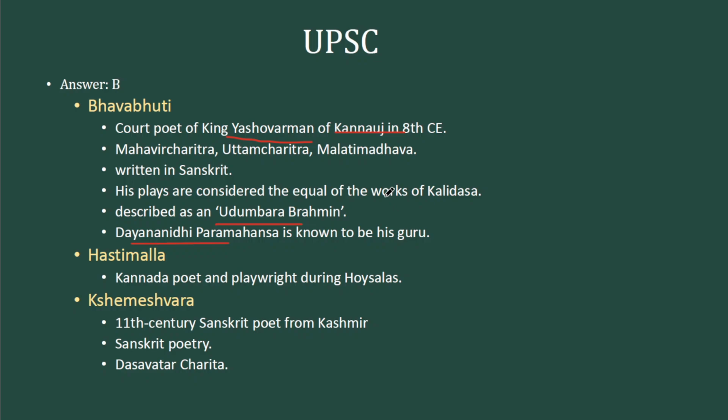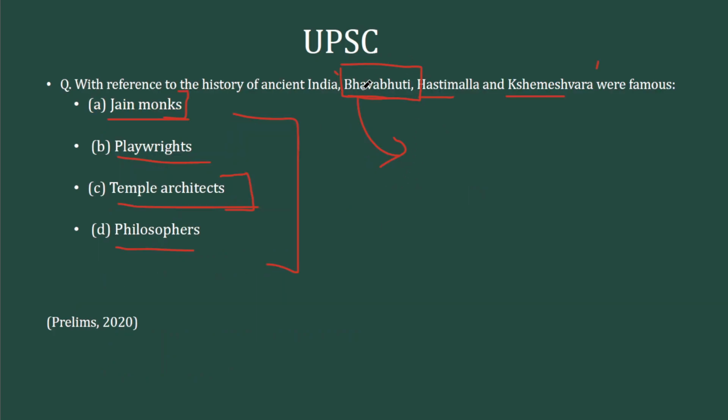He is considered equal to Kalidasa, as I said, and he wrote in Sanskrit just like Kalidasa, and he has written texts like Mahavira Charita, Uttara Rama Charita and Malati Madhava. So if you know this name, you can connect it to a playwright, and the rest of the options, even if you don't know, this will be the answer. Otherwise, it's a very difficult choice, except for choices like temple architects, which you can eliminate with some guesswork. Otherwise, it's a very tight question.